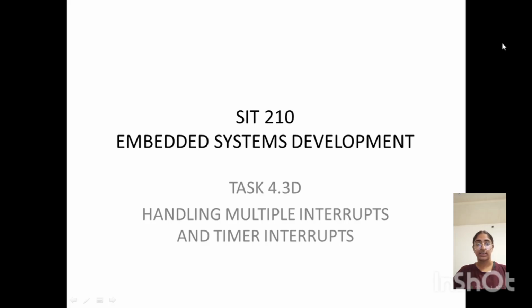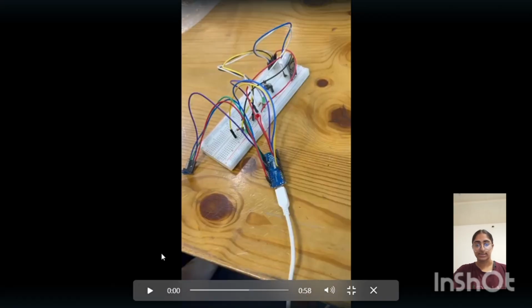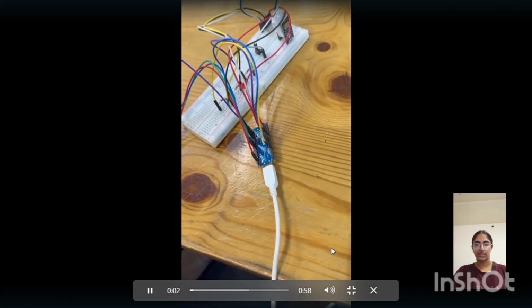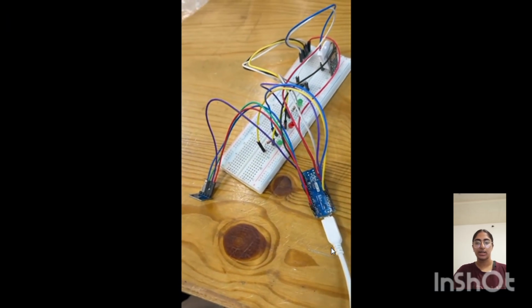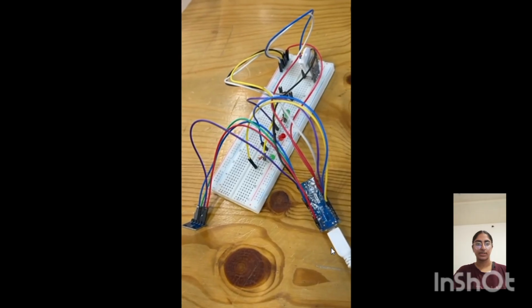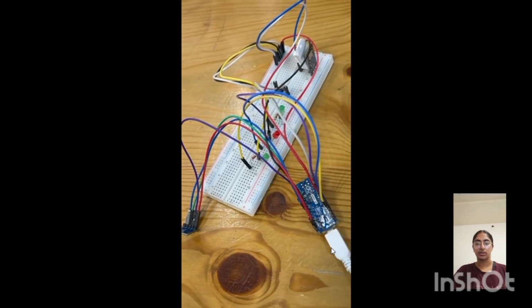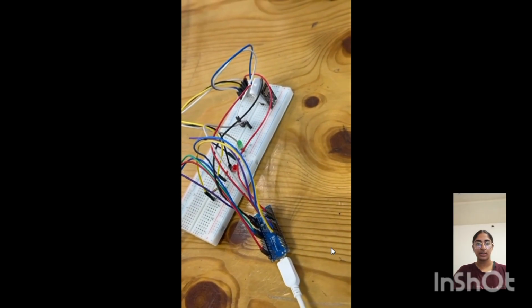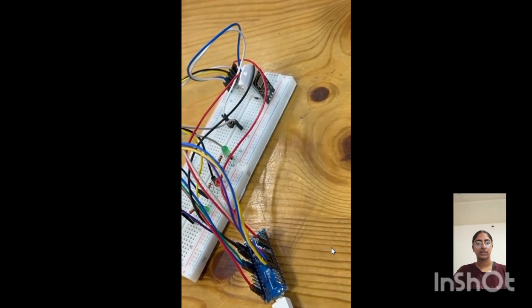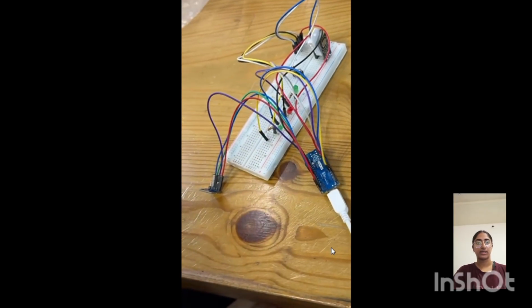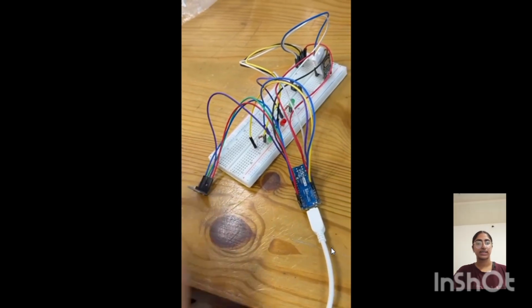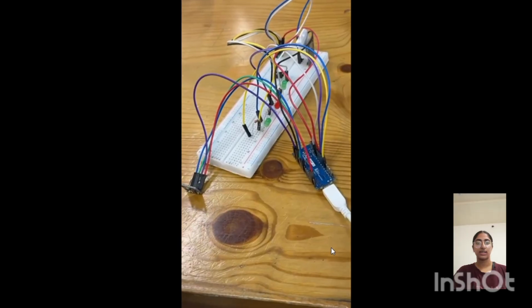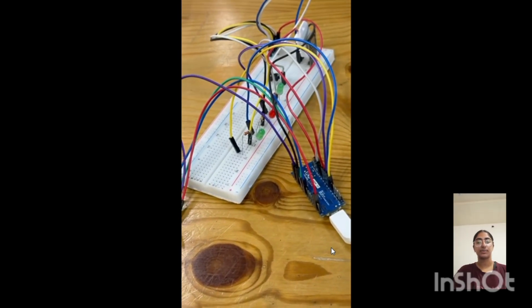Now let's see the hardware of this system. As you can see, I have used a button plus two sensors, the DHT22 and a light sensor. The button is connected to digital pin 2, the light sensor is connected to pin 3, and the DHT is connected to pin 5.